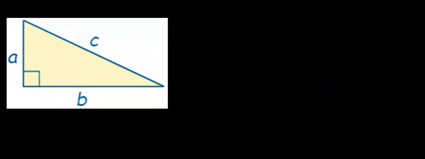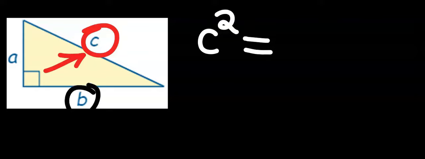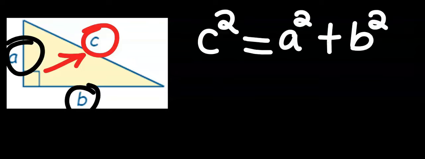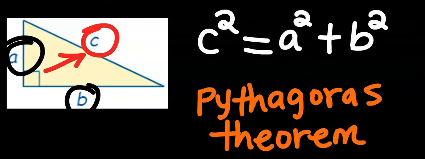Number 4. Once you have identified the longest side, here it is C. Write it out. Next, you are going to square it. Next, you are going to put an equal sign. Next, the 2 remaining sides, you are going to square each and sum both of them. This is Pythagoras theorem.